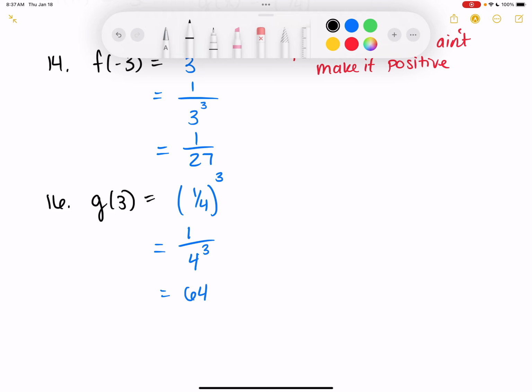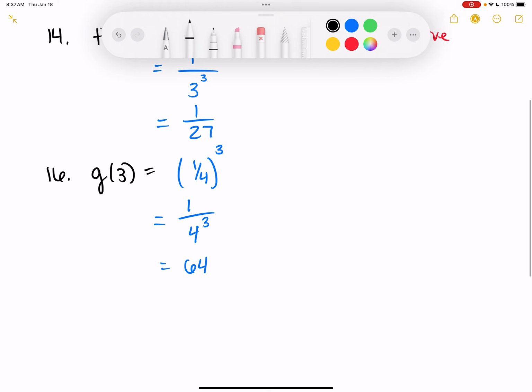Let's see. How about 20? F of -5/2. So f was 3 to the x, so this is going to be 3 raised to the -5/2. Oh, don't you have to do the square root thing? Okay, yep. So an exponent that is a fraction, the denominator of that is the root that we take. So we'll be taking the square root. The top is the power that we raise it to.